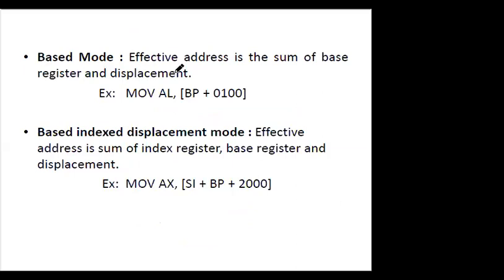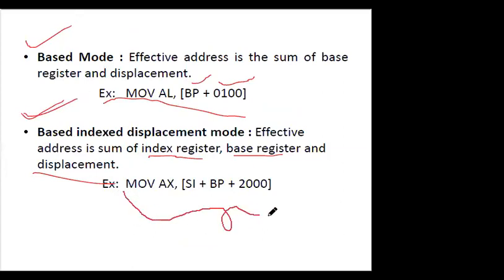Then we have based mode. The effective address is the sum of base register and displacement. If displacement is added to the base register and then we address a particular location, then this is based mode. Then there is based indexed displacement mode. In this case, all three parts, index register, base register, and displacement, are used to address a particular location.